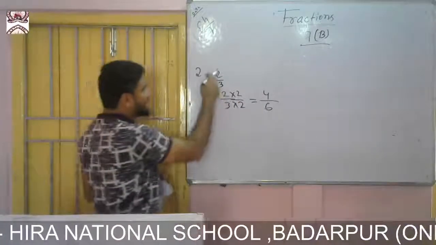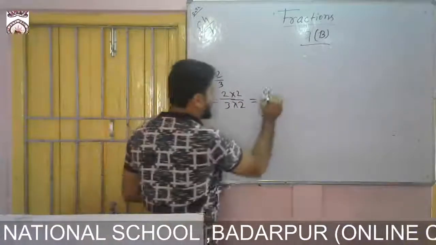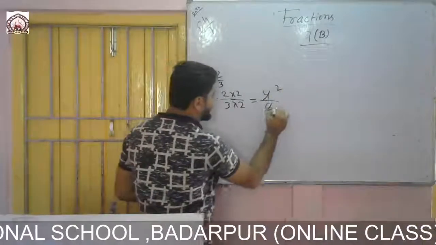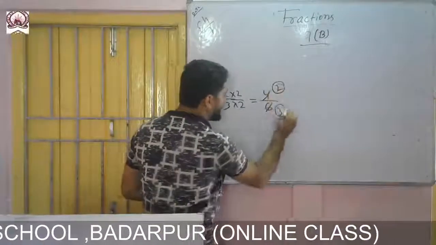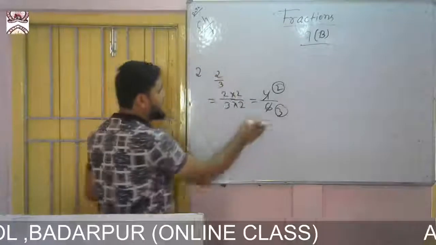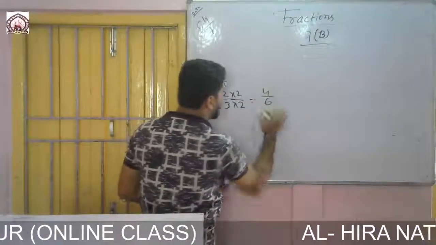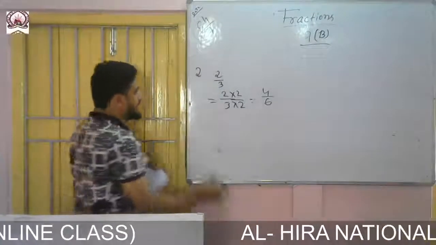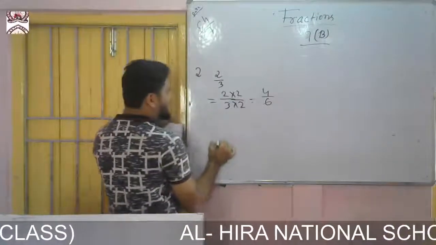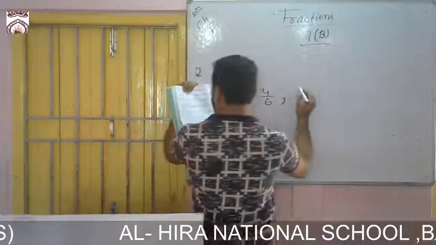How? If we cancel this one, then we get 2 by 3. How you see? 2 2s are 4, 2 3s are 6. So we are getting 2 by 3. So this is equivalent to the fraction 2 by 3. So 4 by 6. Okay. Now we need to write another one.